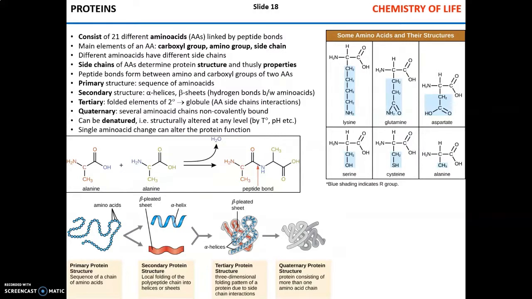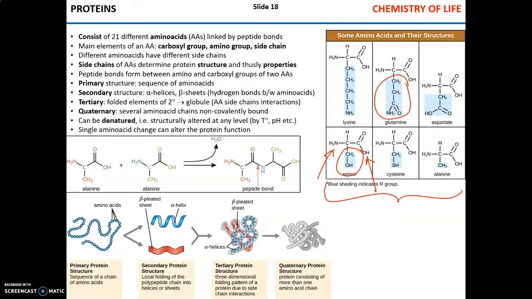Now, the next biological macromolecule will be a protein. Proteins consist of amino acids. There are 21 different amino acids. And here you can see examples of some amino acids that can be found in the proteins. You can see that they all share similar structural elements. They have an amino group, carboxyl group, and a side chain. And they are different because different amino acids have different side chains. You can see the side chain of serine is different from the side chain of glutamine, for example.